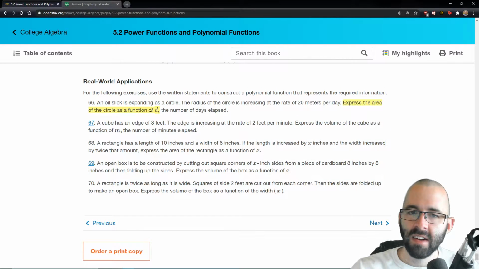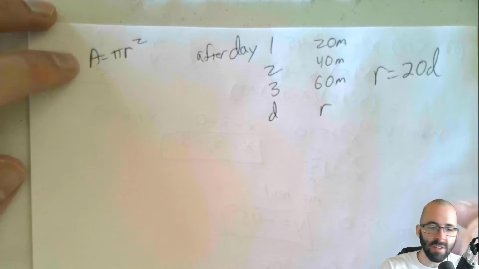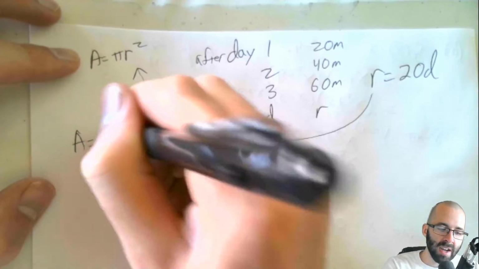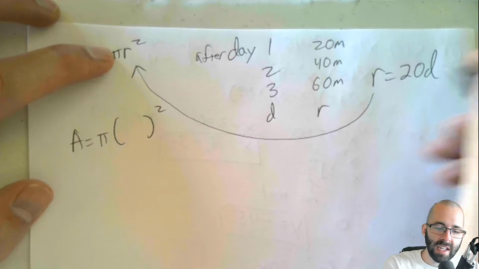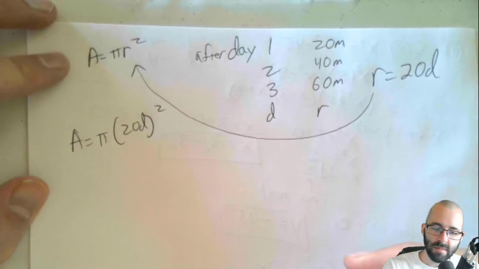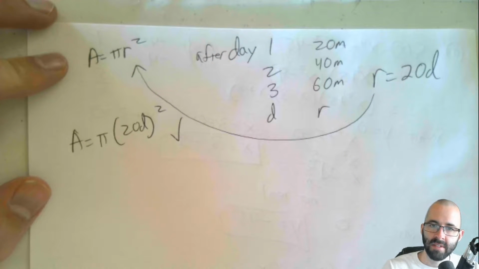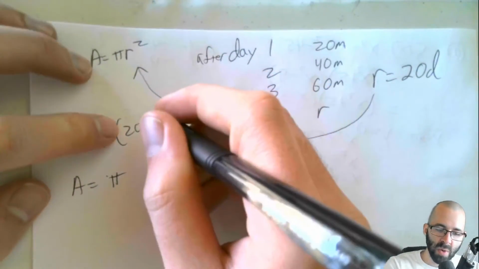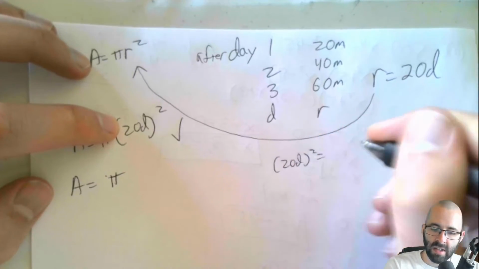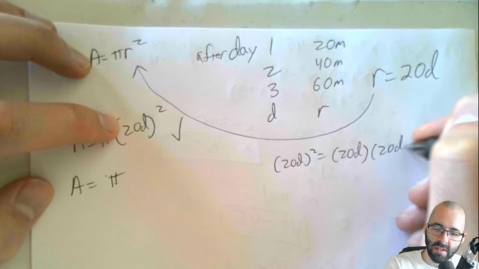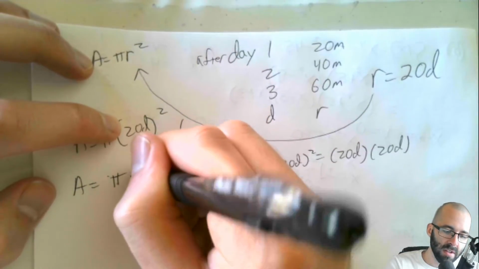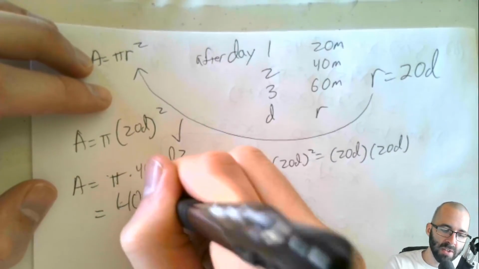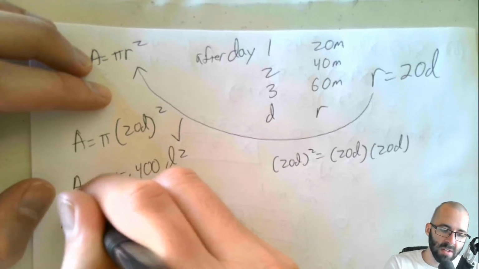All right. So to get this in terms of d over here, if r is 20d, let's just plug that in. The area is pi times the radius squared, and the radius is 20d. So there it is. We can simplify this a little bit. Area is pi times squaring 20d, right? 20d squared is 20d times itself. So 20 times 20 is 400. D times d is d squared. Or a lot of times we'll write this with the number part first. 400 pi d squared is our area function.